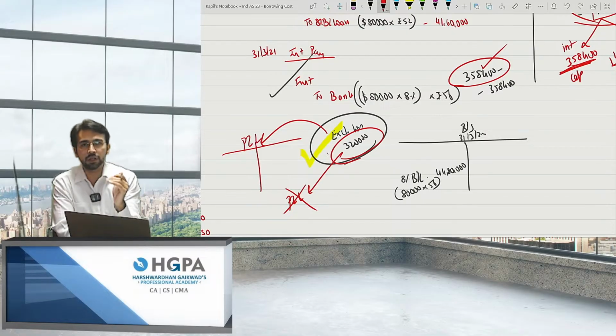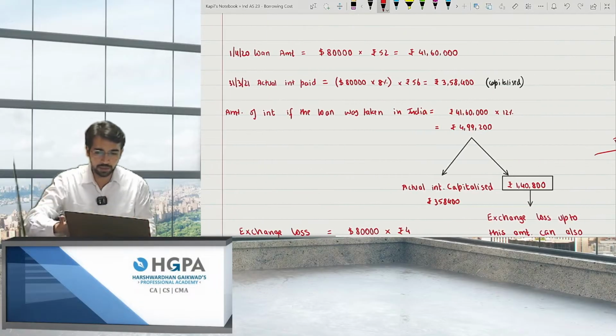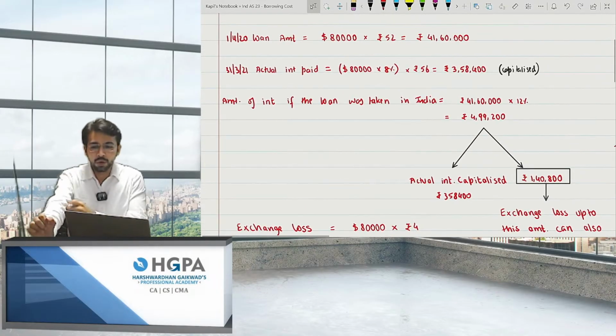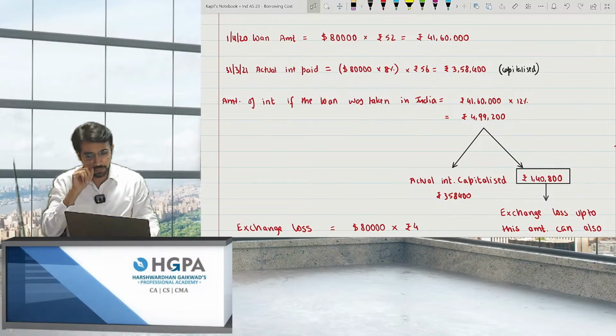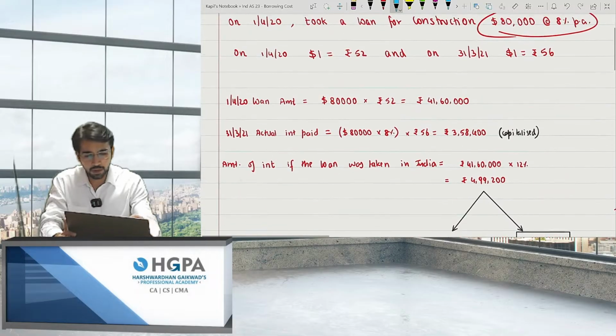Up to the extent you can capitalize it, and this is the extent. I hope the point is clear. So I'll explain over here. Please pay attention. On 1/4, the loan was taken, right? So first of all, calculate the amount of loan that was taken. The loan was 41,60,000. First step is this.